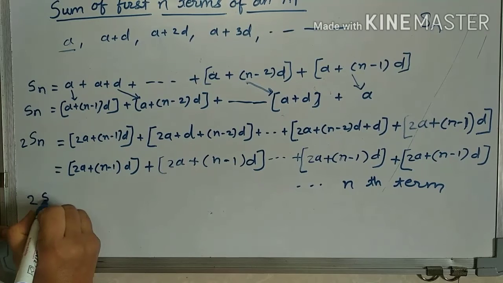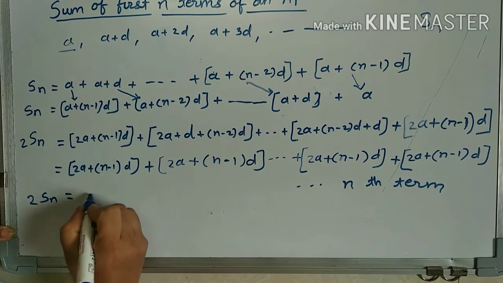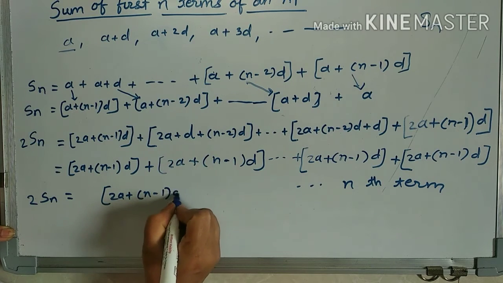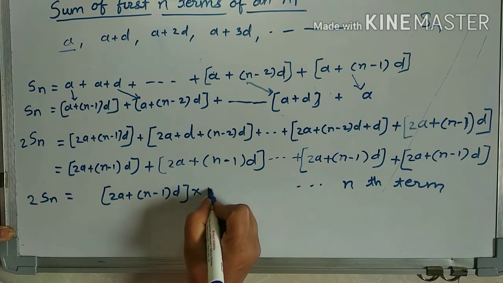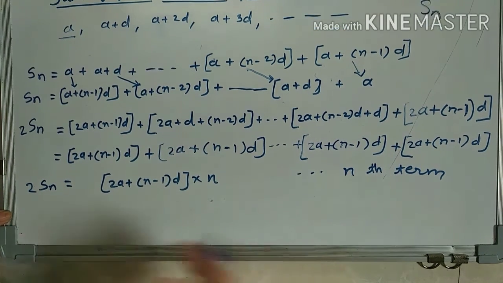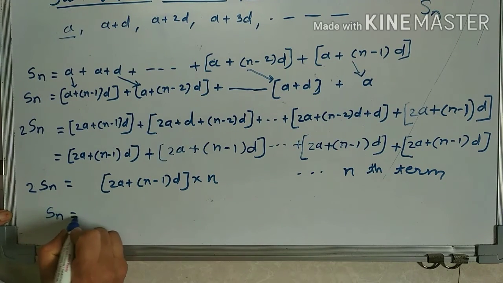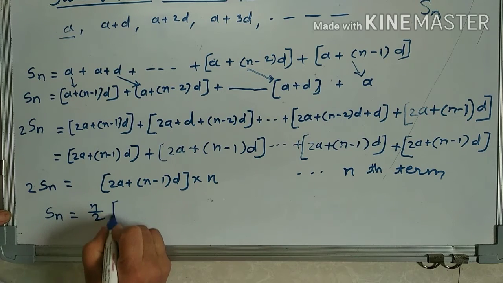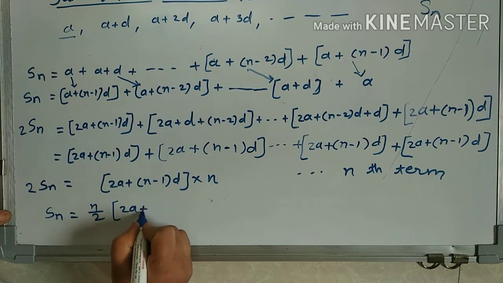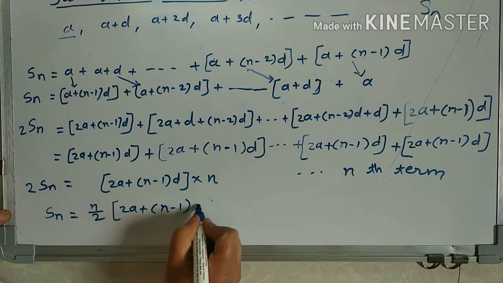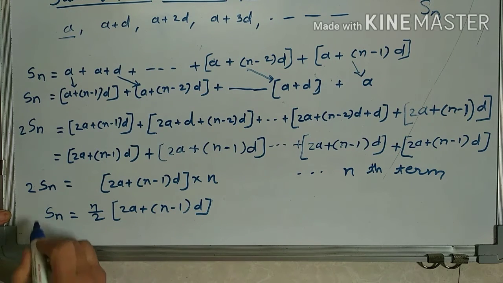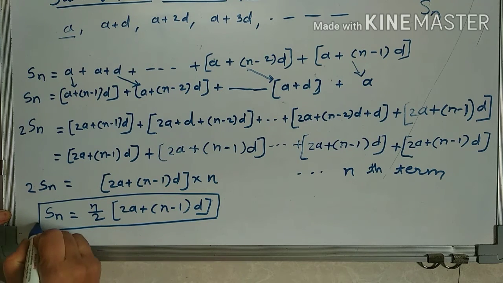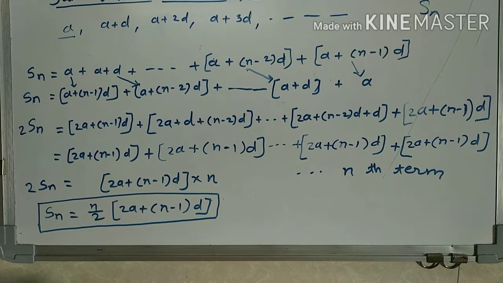So 2Sn equals 2A plus n minus 1 D, n times. Therefore Sn equals n by 2 into 2A plus n minus 1 D. This is the formula to find the sum of the first n terms of an AP.